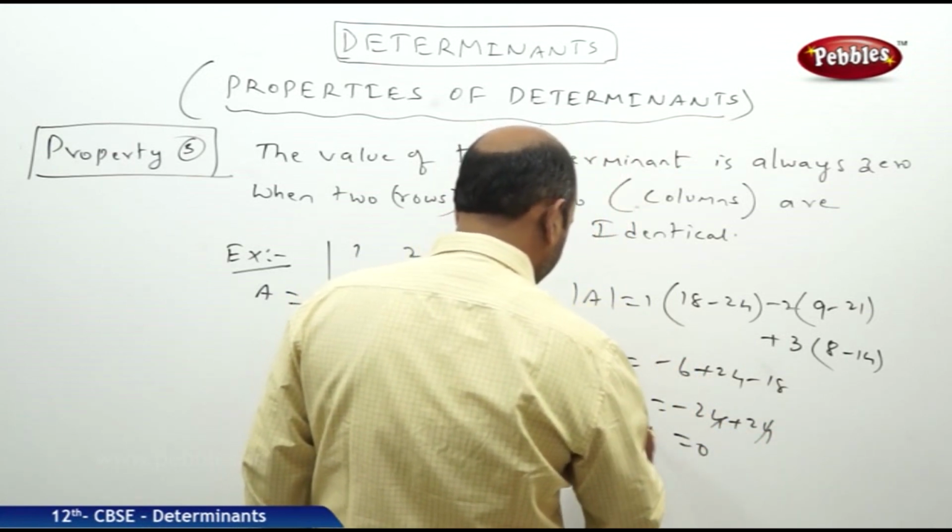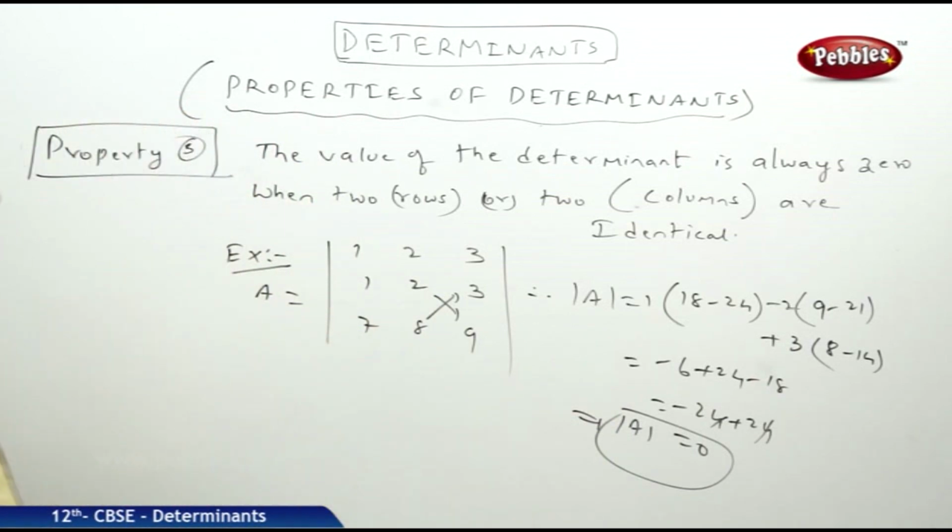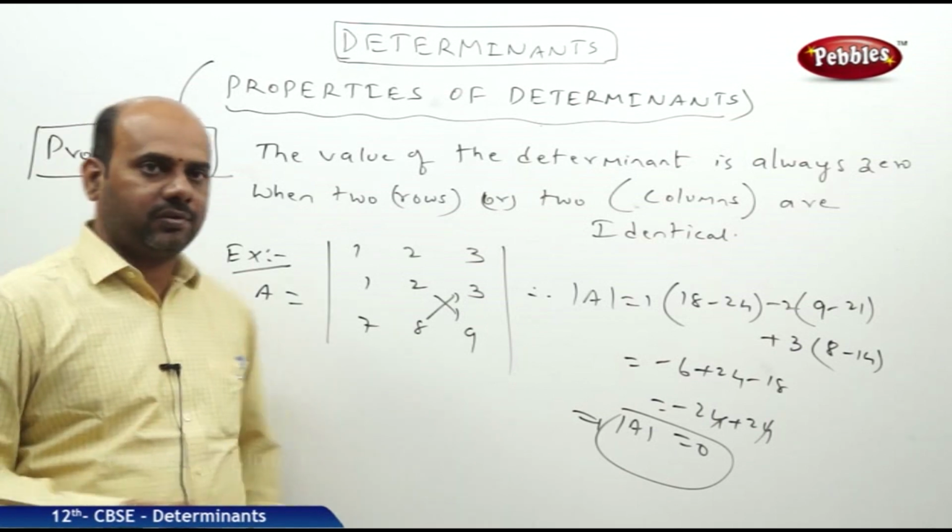So that means whenever two rows or two columns are identical, then I can tell the value of the determinant is always 0.